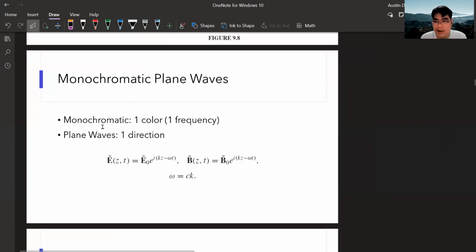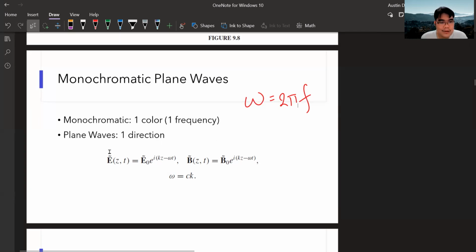Monochromatic means one color, and that means one frequency. So, omega is the same for all of them, since omega is 2 pi f, and f is constant. Therefore, omega is constant. Then, plane waves are waves that are single in direction. So, only the propagation direction has dependence.